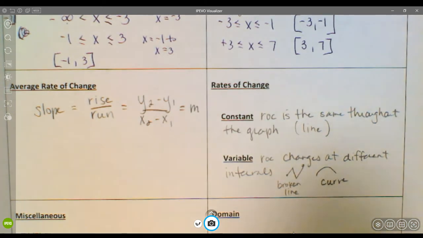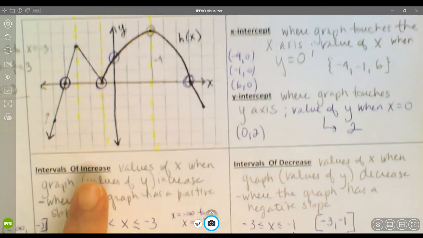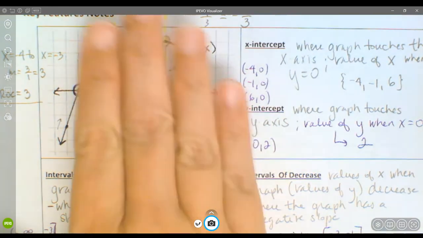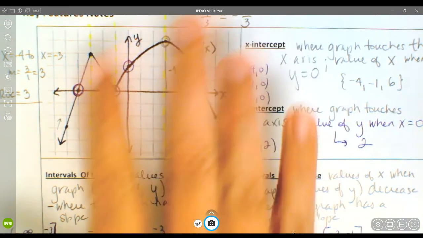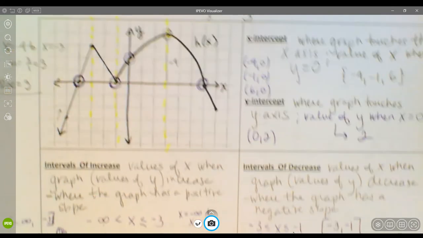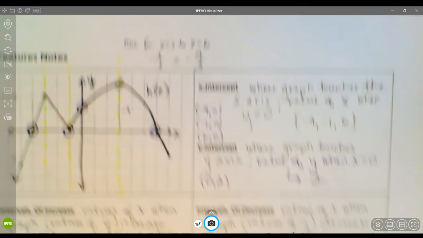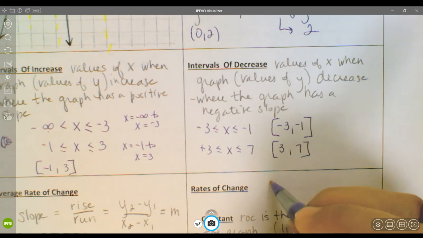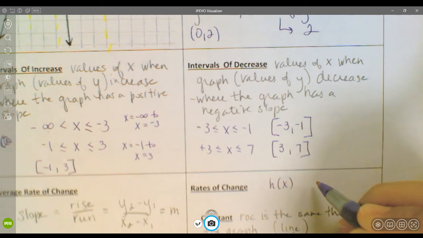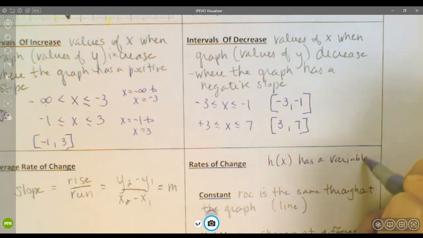We also have to consider a curve. So if you look at this graph up here, it's constant for just a minute, but once we throw everything else in, notice it changes all the way around. So this graph up there does not have a constant rate of change. I named it h of x. So we're going to say h of x has a variable rate of change.